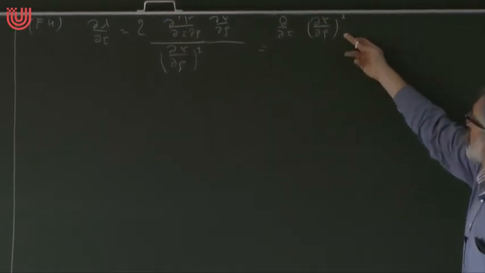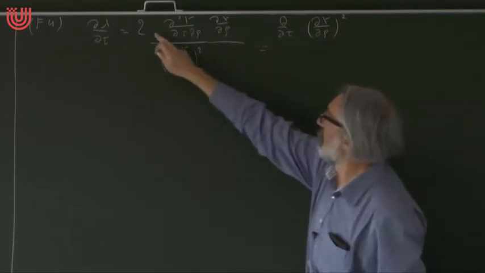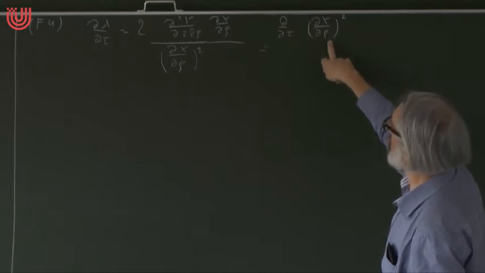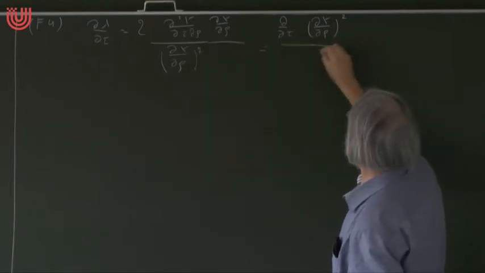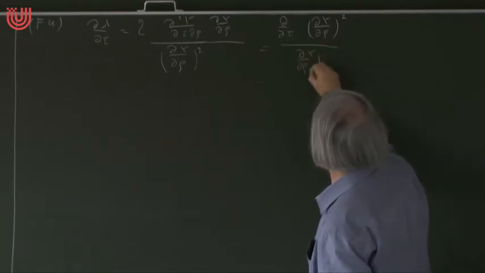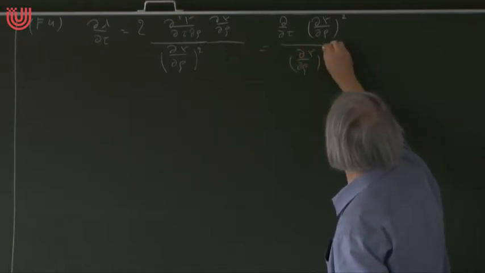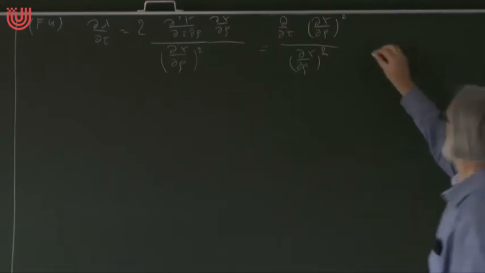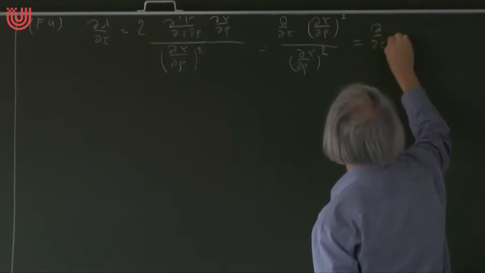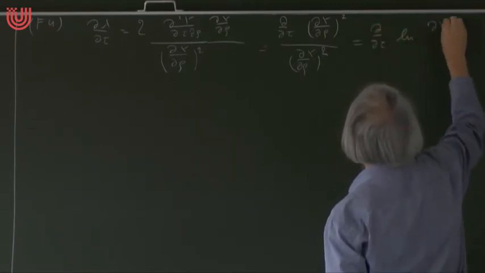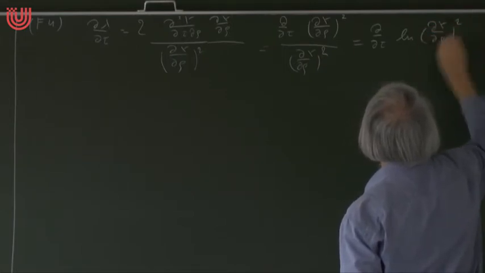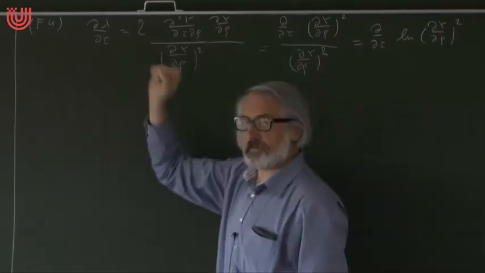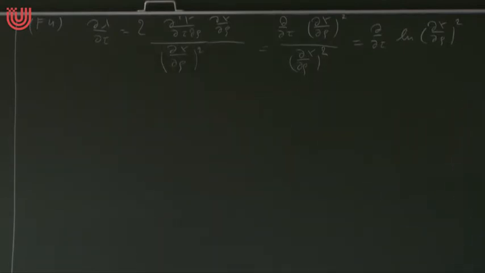See, if you calculate this, you get 2 times dy by d rho, 2 times dy by d rho, and then the second derivative of y, the mixed derivative, d tau d rho, which is this here, divided by dy d rho squared, that's a 2. And that's a logarithmic derivative, right? So we can write this as d by d tau log of dy d rho squared. Fine, now we have on the right-hand side a tau derivative, on the left-hand side a tau derivative, so we can integrate this equation immediately.